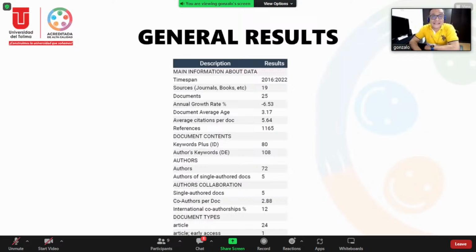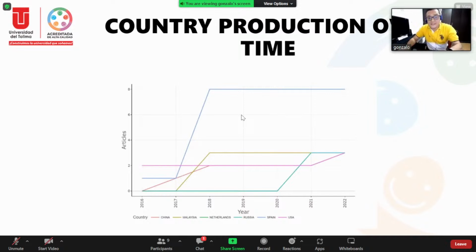In the general statistics, these graphs were taken from BiblioChiny, the software I was talking about before. This software organized the information of the articles, and in general, we can have this landscape that is the sources of the journal.